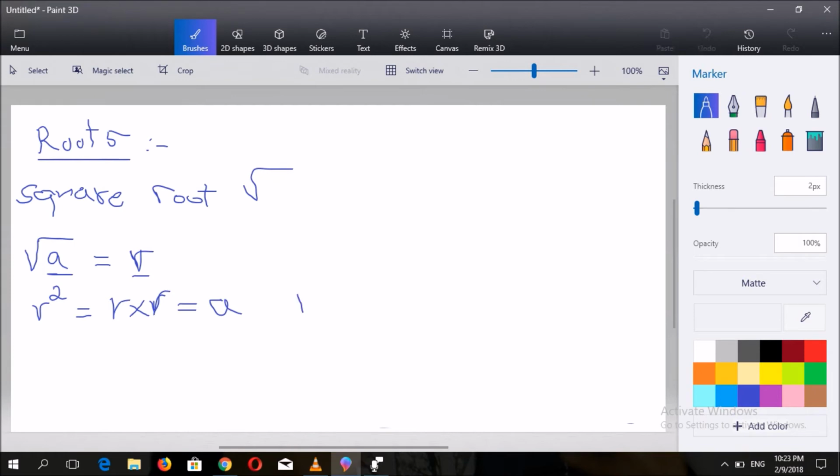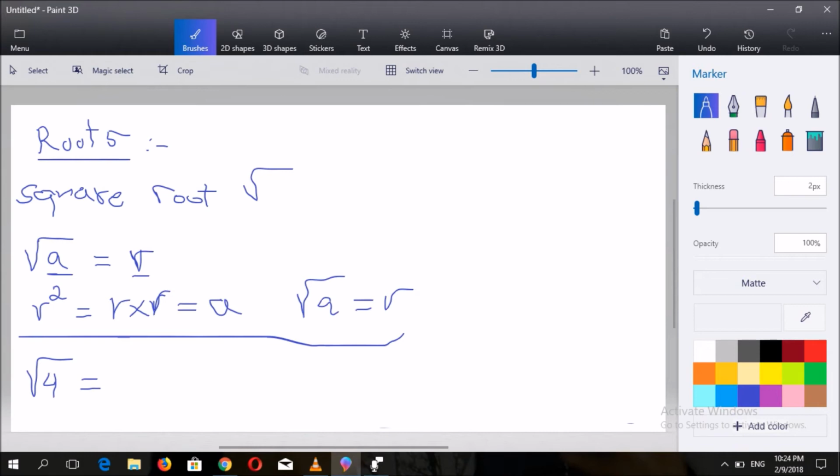So if we have, for example, R squared, according to the definition that we have previously mentioned, the squaring of a base R is defined as the multiplication of the base R by itself 2 times. So this is R multiplied by itself 2 times, and this will give us the value of A. So this is how you can understand the square root of A.